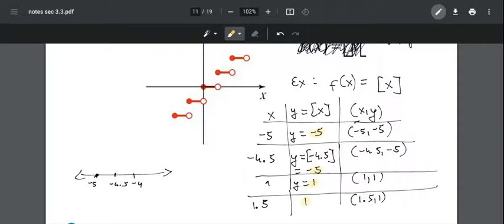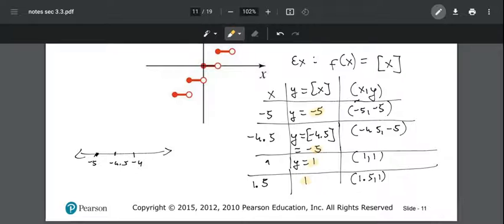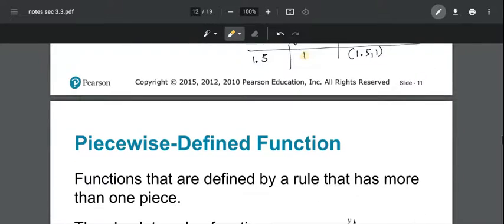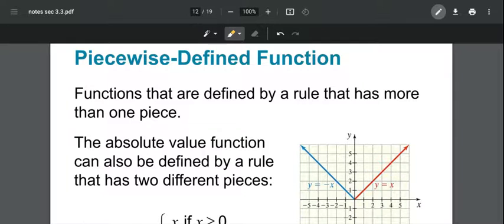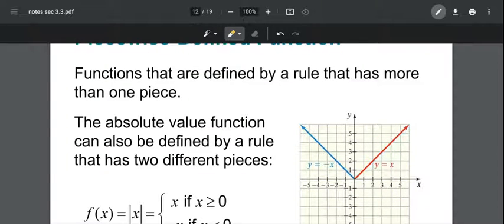When x was equal to 1.5, we have to select for output the integer which is smaller than 1.5, which will be 1. So always select that integer which is on the left side, the smaller integer. And a piecewise defined function is the function where we're putting different pieces together and creating a brand new function.